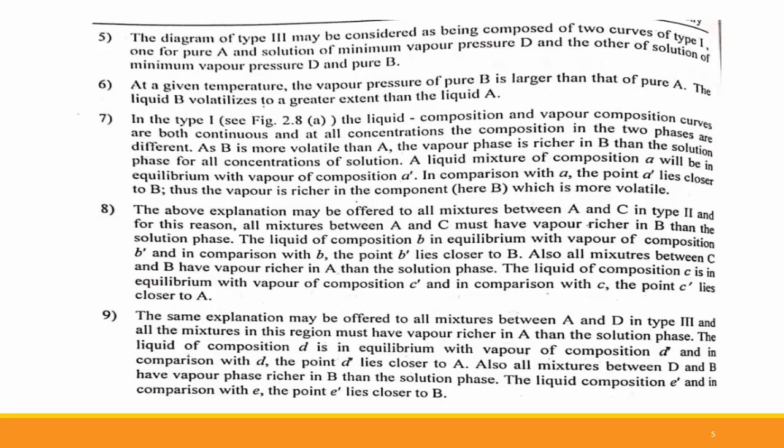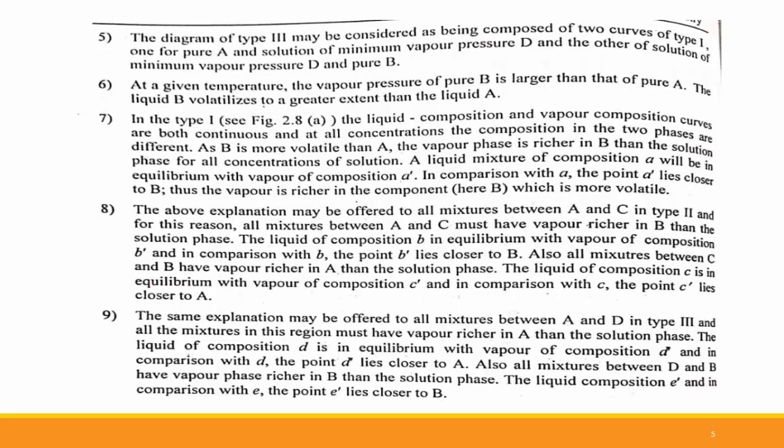In type 1, the liquid composition and the vapor composition curves are both continuous, and at all concentrations the compositions of the two phases are different. In the mixture of A and B, in type 2 and type 3, the maximum point C in type 2 and the minimum point D in type 3 are where the compositions of A and B meet.